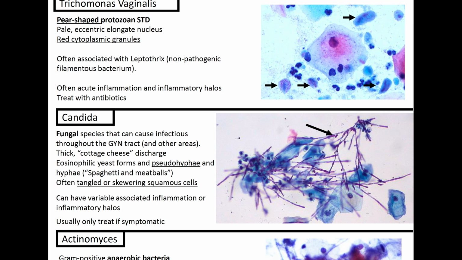Another organism, Trichomonas vaginalis, is a pear-shaped protozoan STD with a pale, eccentric, elongated nucleus and red cytoplasmic granules. So here the arrows were pointing to Trichomonas vaginalis, and I've heard it referred to as a trich party, or if there's enough of them, even a trich conference.